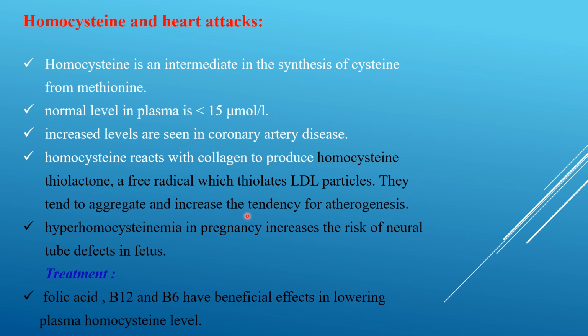That's how an excessive amount of homocysteine makes the person more prone to atherogenic effects and cardiovascular diseases. So hyperhomocystinemia in pregnancy increases the risk of neural tube defects in the fetus, and treatment lies in the intake of folic acid, vitamin B12 and vitamin B6. They have a beneficial effect in lowering the plasma homocysteine level.